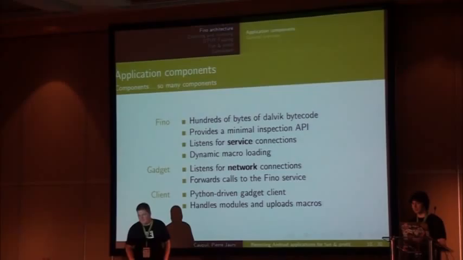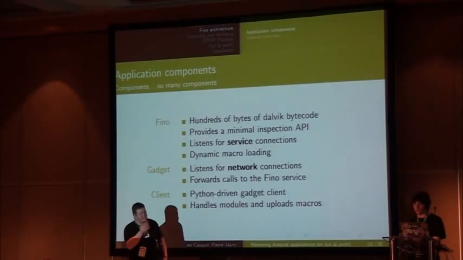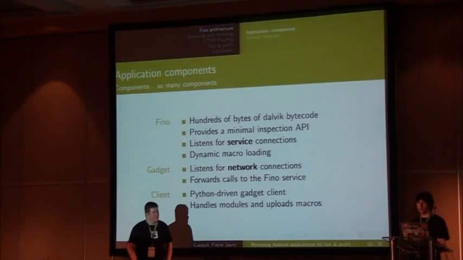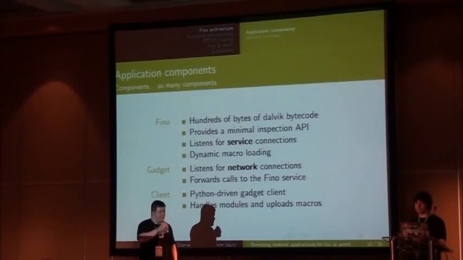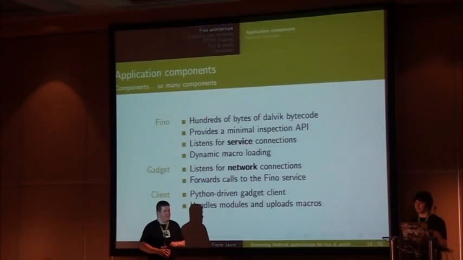So you have Fino, the service that is injected. And you have two other main components. The first one is called Gadget. It's actually a service client for the Fino service API. On the Android system, the service model provided by the operating system allows us to provide public APIs on the phone given an API definition. That's what Fino does. Gadget only does the opposite part. It is the client that connects to the Fino service and forwards our requests from the network.